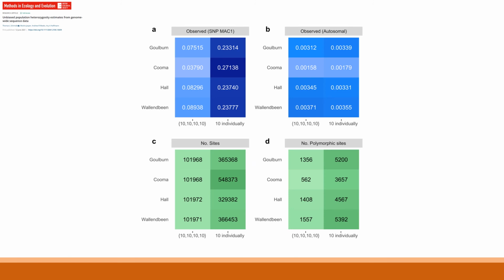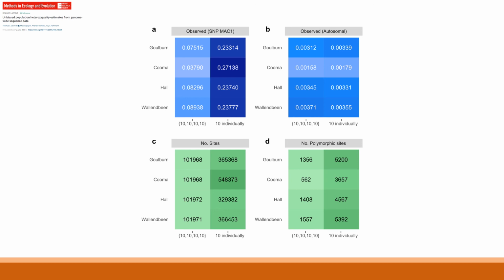Our final recommendation is that when multiple populations are to be analyzed, these should be analyzed in individual runs. This is simply to increase the number of retained sites. Subfigures C and D show that for 4 grasshopper populations, analyzing these individually retains 3.5 to 5 times as many sites, and about 5 times as many polymorphic sites.